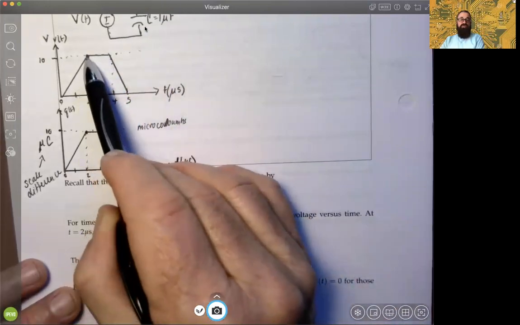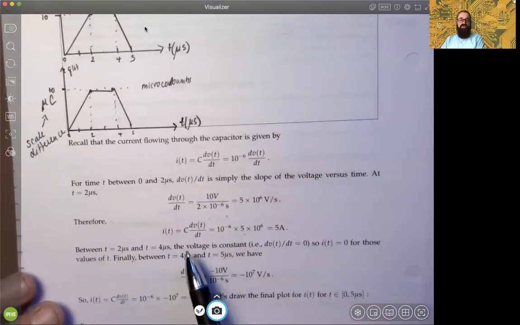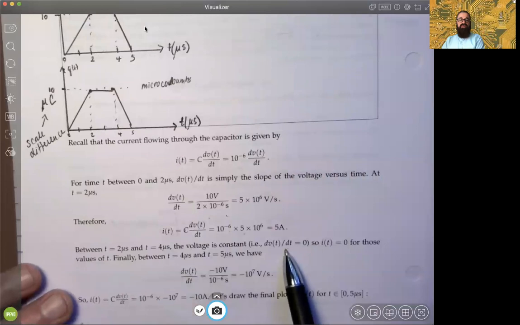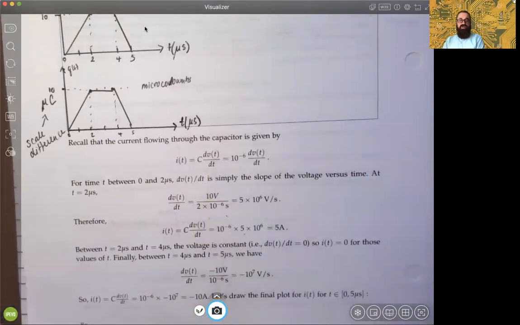Well, between 2 and 4, the voltage got held constant. And therefore we know that if it's held constant, and this is how current works in a capacitance, then that derivative is 0. So you would have absolutely no current. You had 5 amps up to 2 microseconds and then nothing.